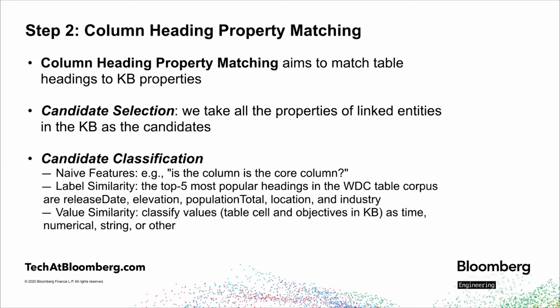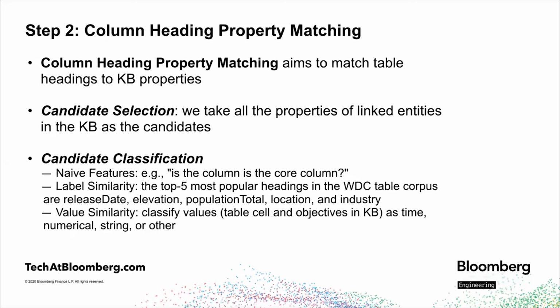Then we put all these properties together as candidates, and then we classify these candidates to any of the headings by considering three groups of features. The general idea is we only classify, or do the schema matching, based on the same type. So number to number, date to date, string to string, and other to other. The three feature groups are: naive features, showing the characteristics of the mention, such as the length of the headings; and label similarity, which is not surprising. So we only compare the headings against the predicates at the string level.